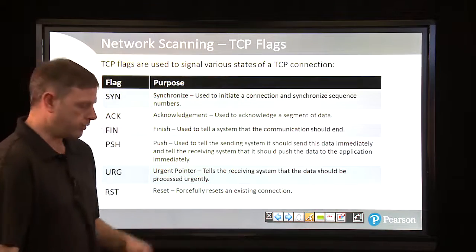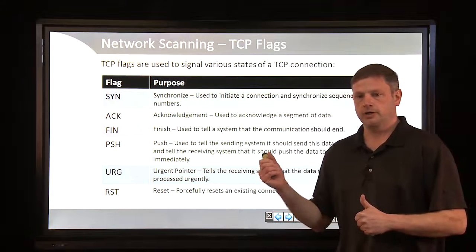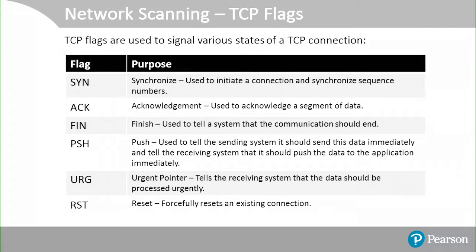Okay, TCP flags. So TCP uses these flags. You'll see two on here that we've already talked about, synchronize and acknowledge. There are 4 other flags. There's 6 in total: SYN, ACK, FIN, PSH, URG, and RST. And these flags, there's 6 bits in the TCP header. And if that bit is set to on, then that flag is set. This is another thing you can see from a sniffer. So take a look at it. Running through these real quick.